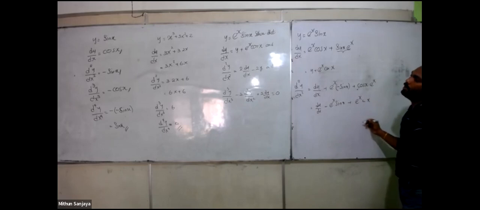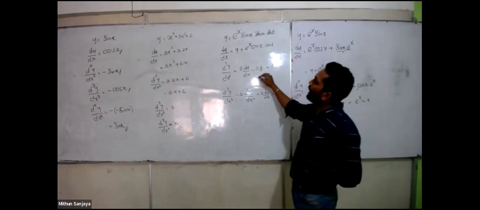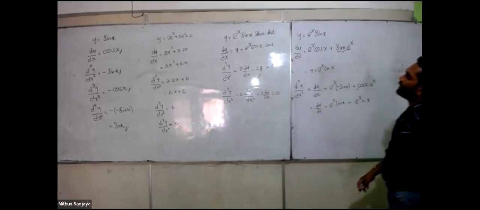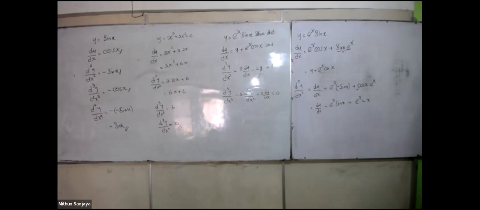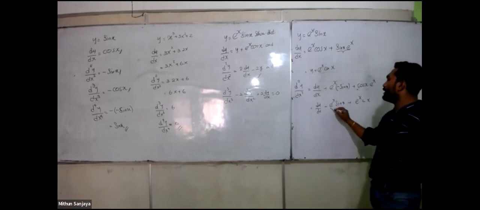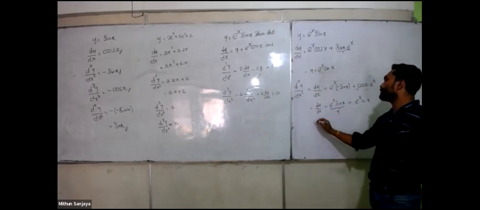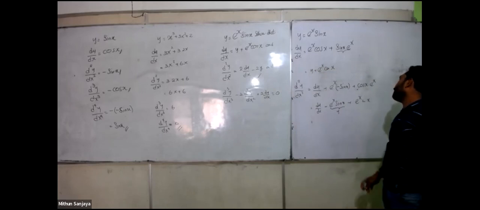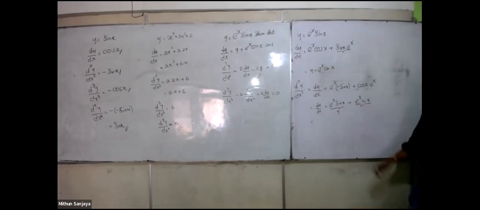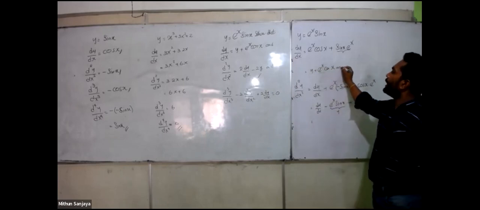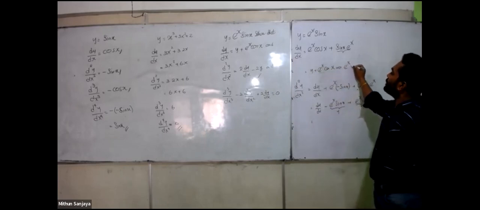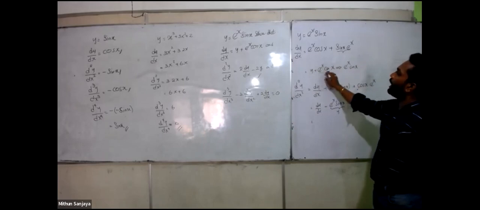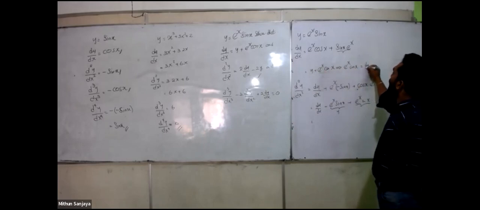Look at the answer. We don't have a y there, right? We have e^x cos x and e^x sin x. You know e^x sin x is y. That's okay, but what is e^x cos x? It can be taken from here: e^x cos x is equal to dy over dx minus y.